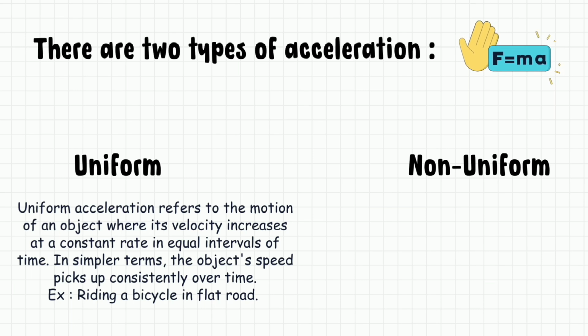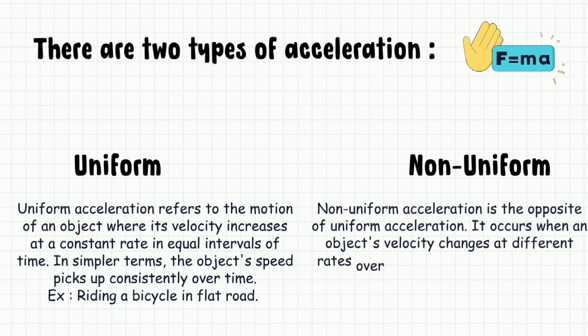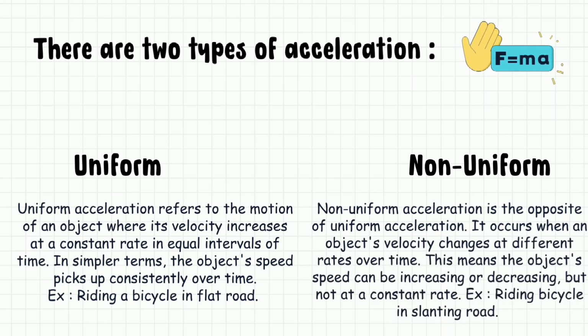Example: riding a bicycle on a flat road. Non-uniform acceleration is the opposite of uniform acceleration. It occurs when an object's velocity changes at different rates over time. This means the object's speed can be increasing or decreasing, but not at a constant rate. Example: riding a bicycle on a slanting road.